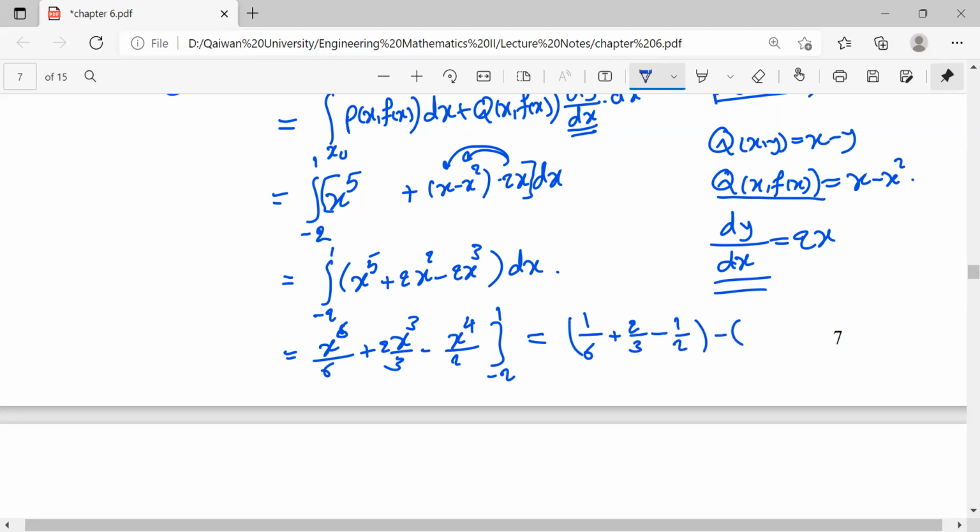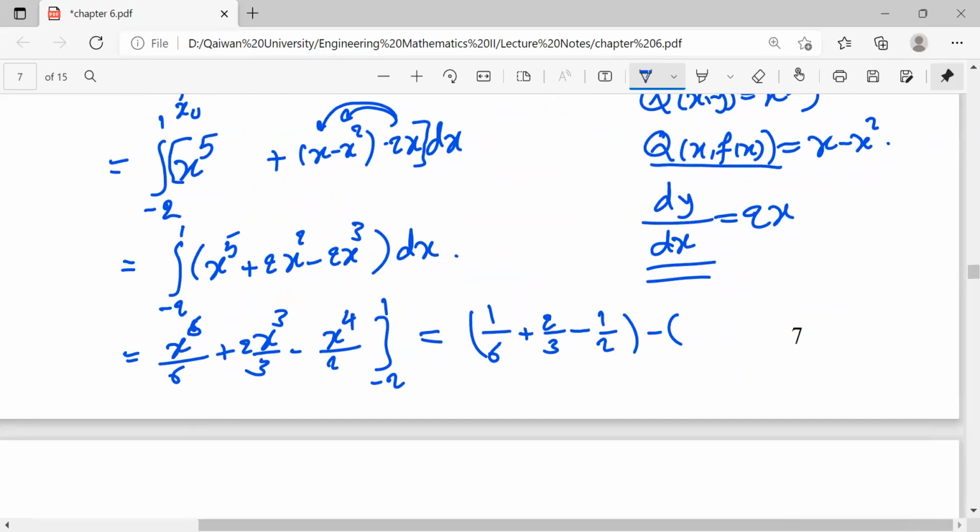Then minus. We replace x by -2. Since the exponent here is even, it becomes positive. This is 64 over 6, plus, here, since this exponent is odd, it's negative, so it becomes -8. -8 times 2 is -16, so this sign becomes -16 over 3. And since this exponent is even, it becomes positive, which is 16. And here we have a negative sign. We write down the same, -16 over 2.